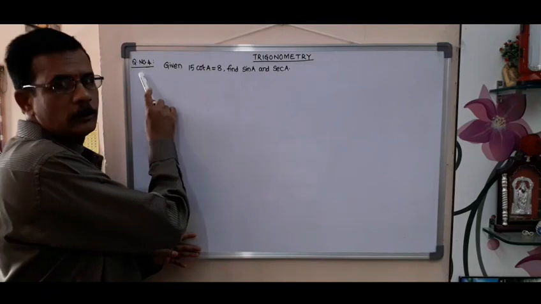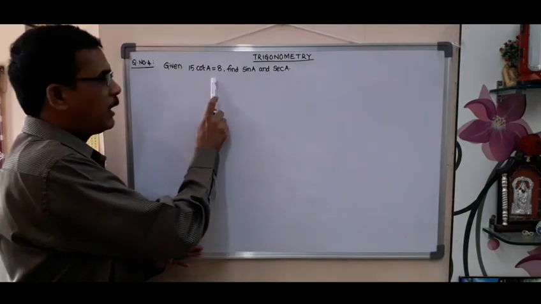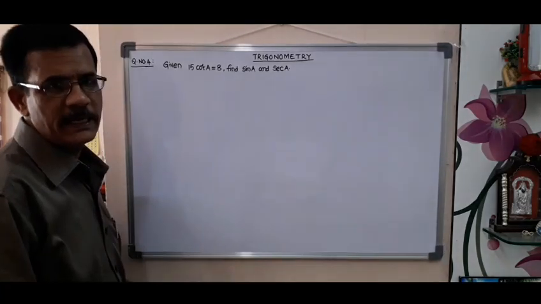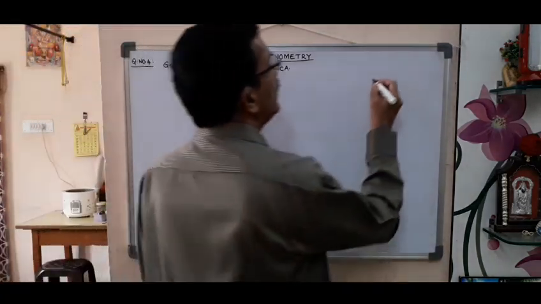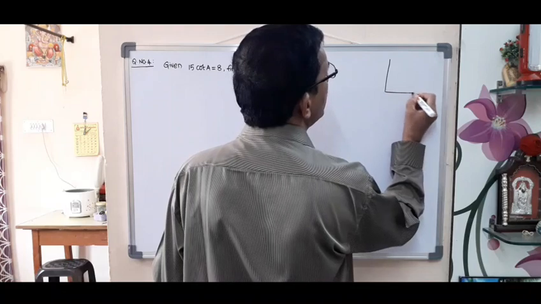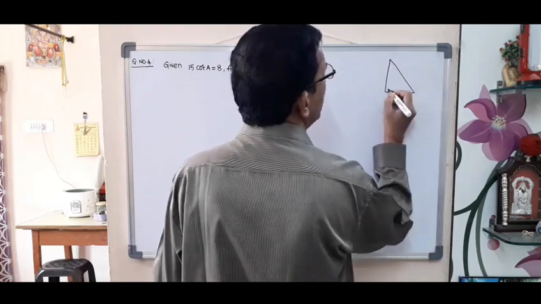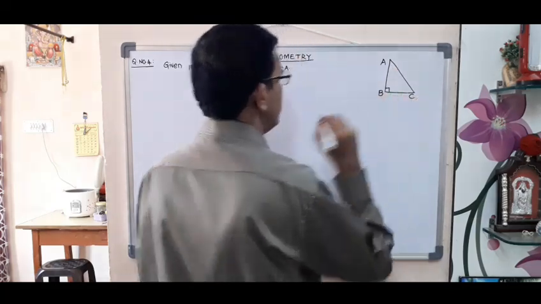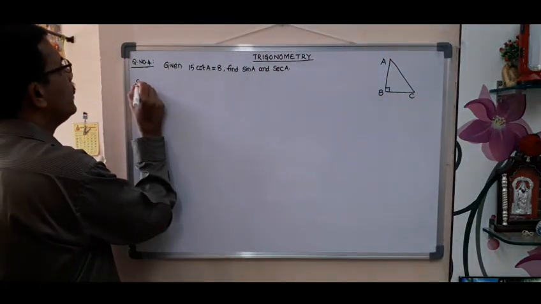Question number 4. Given 15 cot A is equal to 8, find sin A and secant A. Let us draw one right angled triangle. I am taking it as B. This is A and it is C. Now, solution.